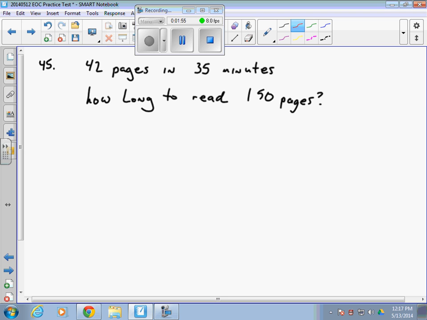Number 45 says CJ is able to read 42 pages in 35 minutes. How long will it take to read 150 pages? Okay, well, write this as a proportion. Anytime you have a problem like this, write it as a proportion. I'm only writing it this way so it'll set up a little bit easier, so we're not confused. 42 pages equals 35 minutes.